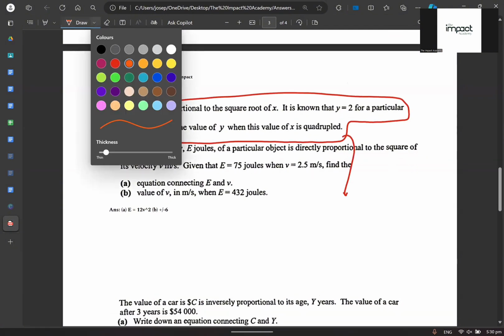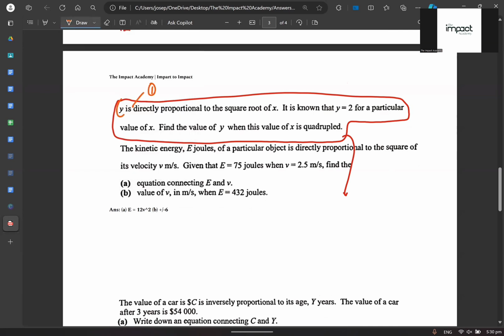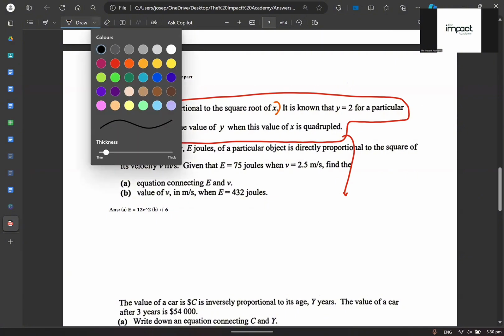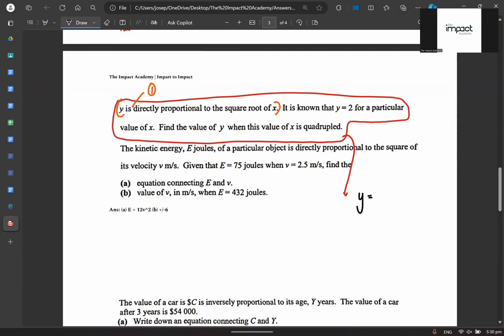Now, the first part says that y is directly proportional to the square root of x. What I'm going to do now, very simply, is write y is directly proportional, k square root of x. Okay? Now, sentence number 2 says, it is known that y is equals to 2 for a particular value of x. That means to say y is equals to 2. I don't know what is x.